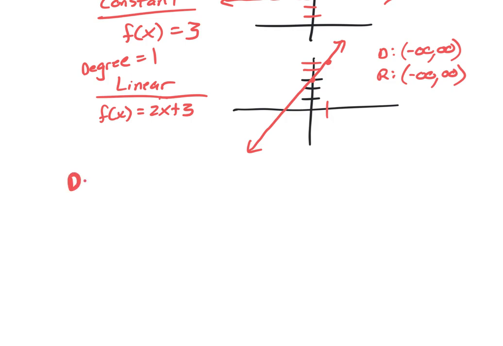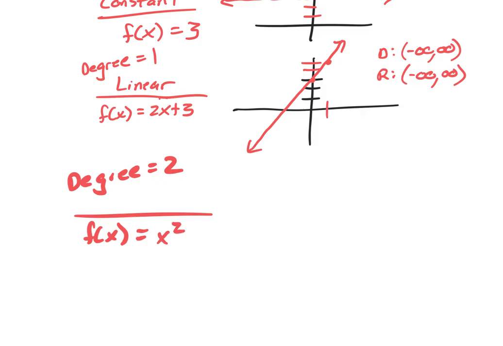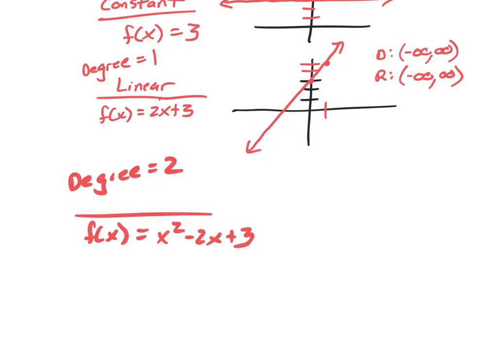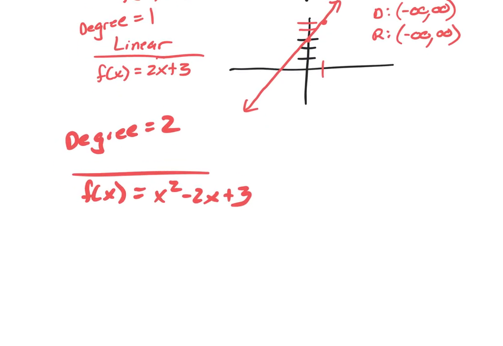Okay, third one. A degree of 2. A degree of 2 would look like this. f of x equals x squared minus 2x plus 3. Anybody remember what we call this one? A degree of 2. Constant, linear, and then the next one? Quadratic. Good.